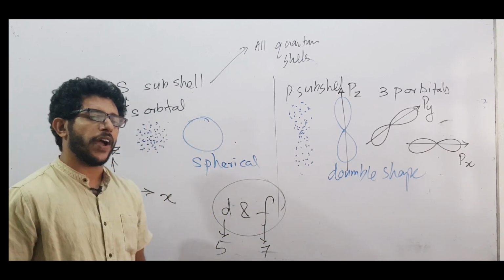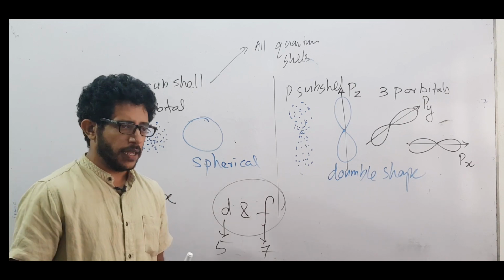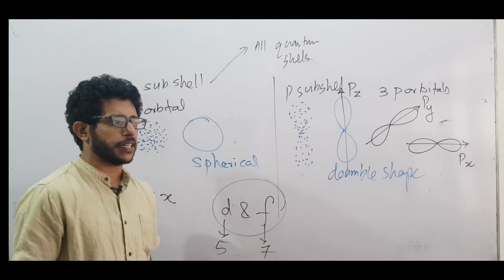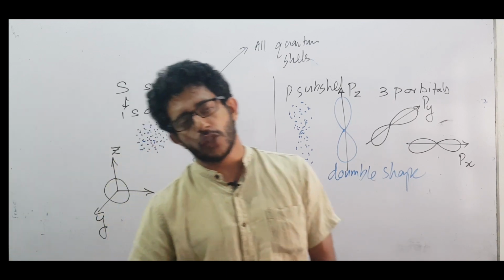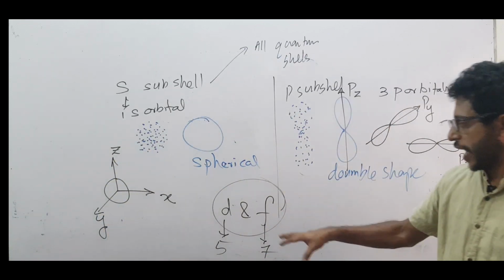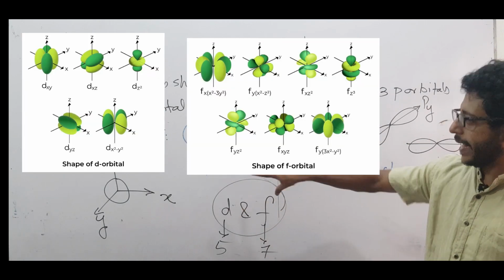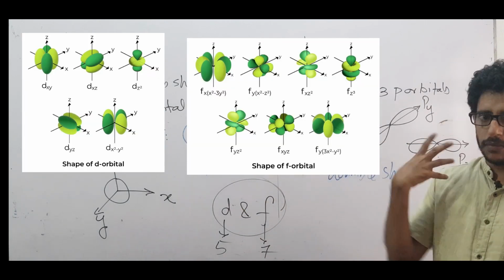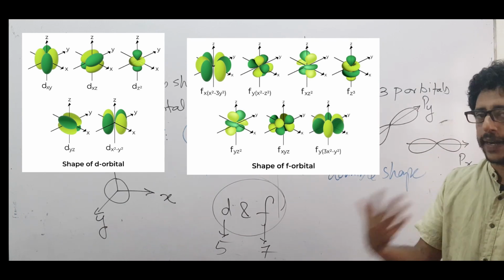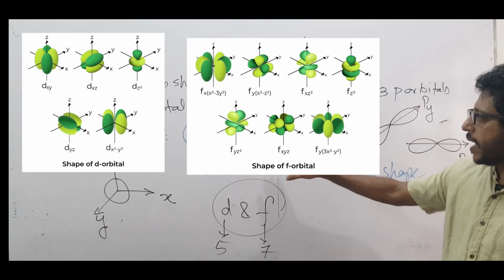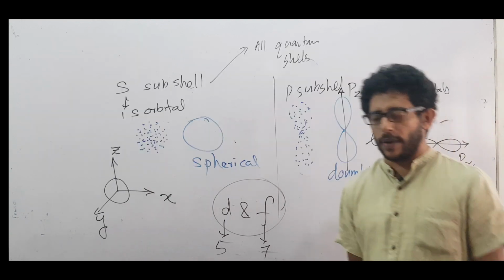The shapes of these 5 d orbitals are not identical. Actually 3 of them look alike, but 2 of them are completely different. F orbitals are also completely different. So, I am not going to talk about the shapes of d and f, but they are also something like this. They are also different places where you can find an electron, in three-dimensional spaces. So, that is the basic thing you have to remember.